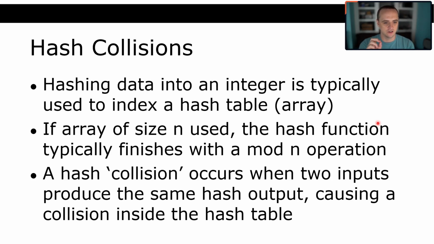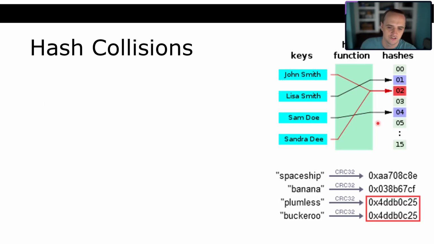So a hash collision occurs when two inputs produce the same hashing output. And that's going to cause a collision, meaning two things are trying to occupy the same space inside the hash table. We saw this example already in the class. Let's hash some names, right? John Smith goes to 02, Lisa Smith goes to 01, Sam Doe goes to 04, Sandra D goes to 02. So whatever hash function we used took John Smith and Sandra D and produced the same output value.